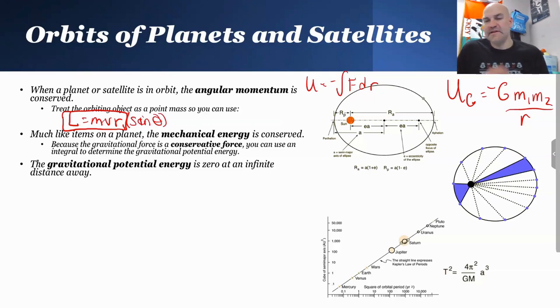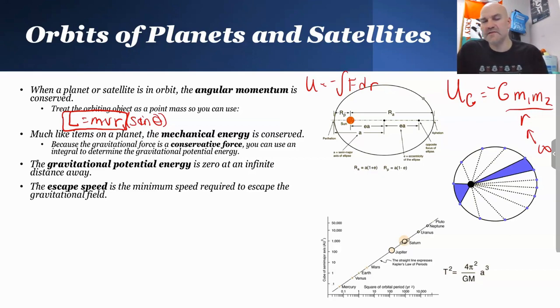If the object that you're looking at is an infinite distance away from the central object, then this equation, U_G equals negative G M1 M2 over r, is simply 0, right? Because if this number is big, you're going to have a relatively small number up top. Small over big is essentially 0.